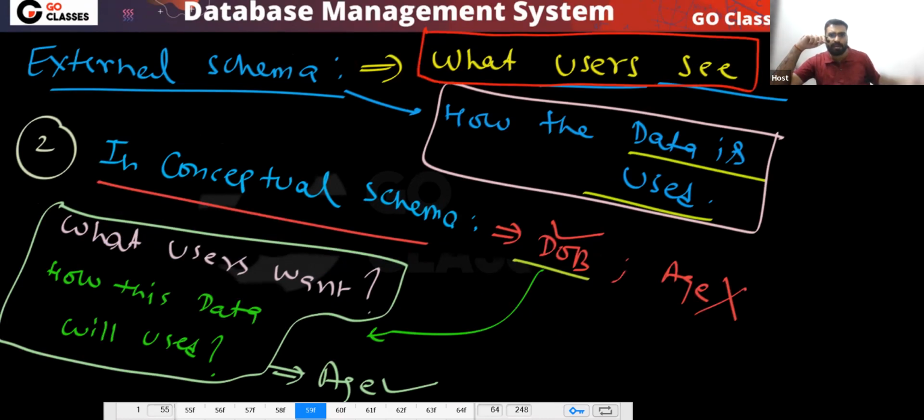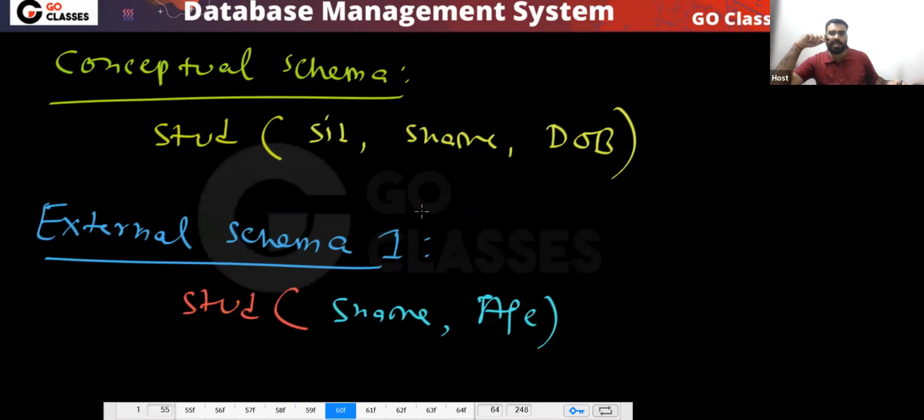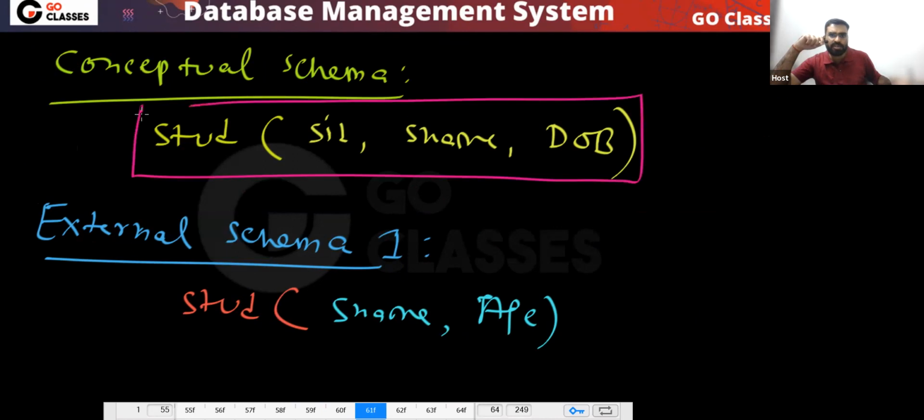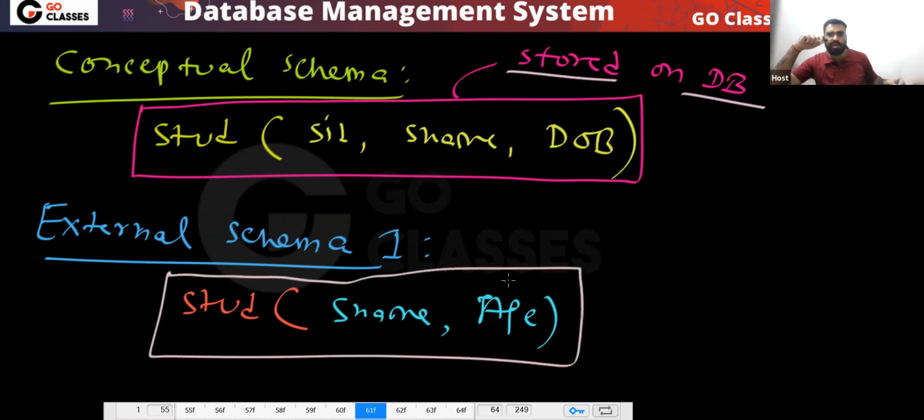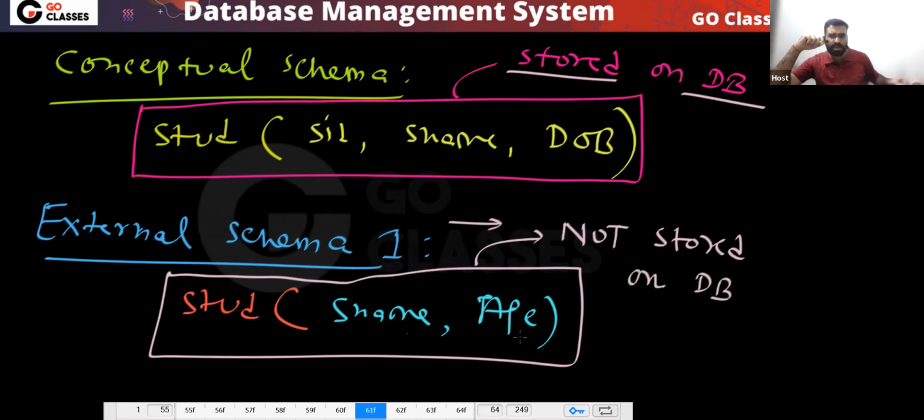Now one more thing. Can you notice this is stored? This is physically stored. Is this stored on the database? Remember, external schema is not stored. This is a very important point. It is not stored on the database.